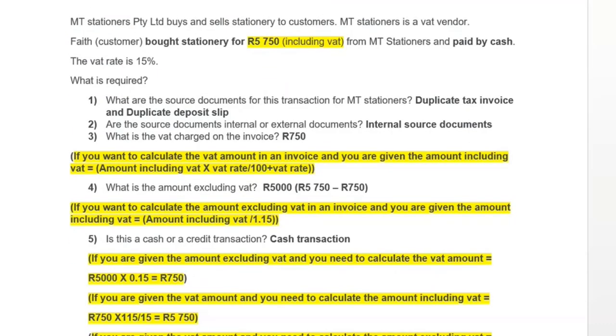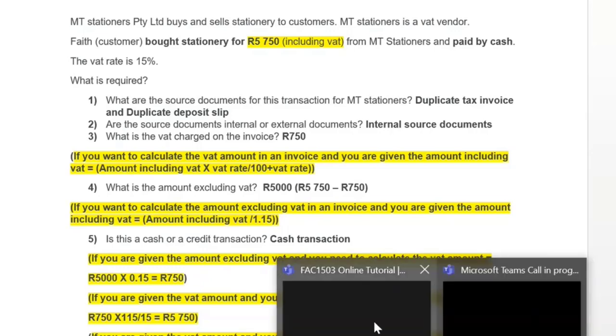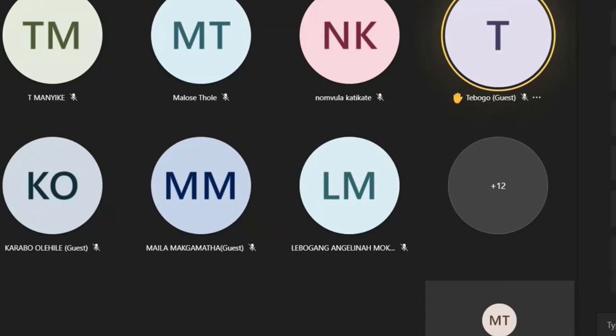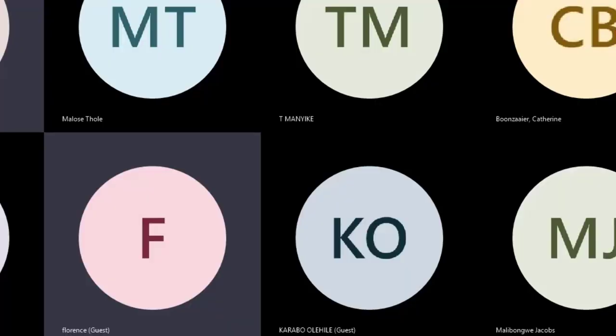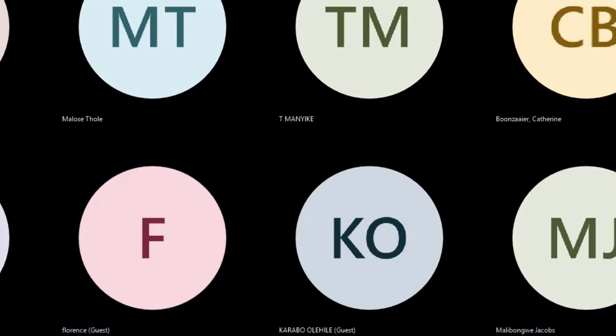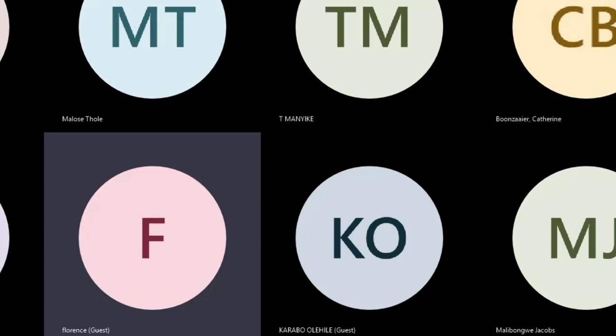So I want to do another example with you guys. Are you still there, guys? Are you still with me? Yebo. So I want to show you another example. I want us to go through this example. Oh, yes, that's good, Karabo. Tebogo, you're saying you're still alive.